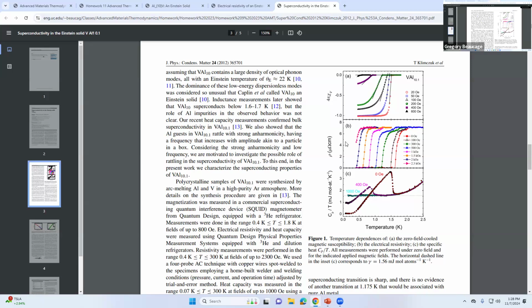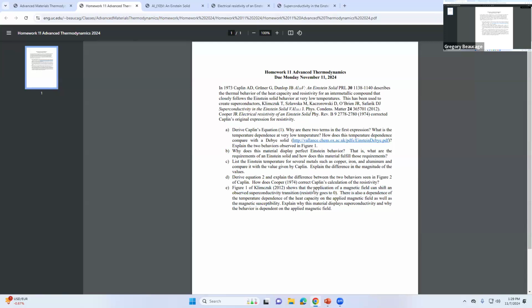The magnetic field interferes with this deviation of the lattice. So he's looking at this, and that's what the question is here. It shows that application of a magnetic field can shift the superconductivity transition dependence on the temperature, and the heat capacity shifts too. So why is it superconductive? Because it's got these rattling atoms. And why does the behavior depend on magnetic field? It's because of the magnetic field associated with the formation of the Cooper pair and this lattice deviation. That's about what I have from it.